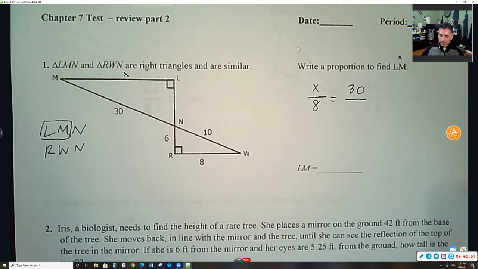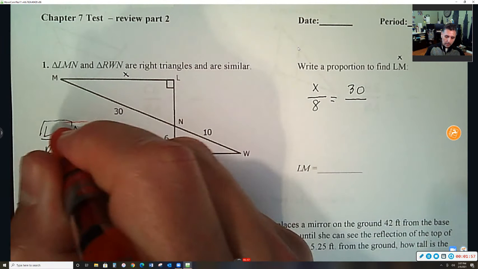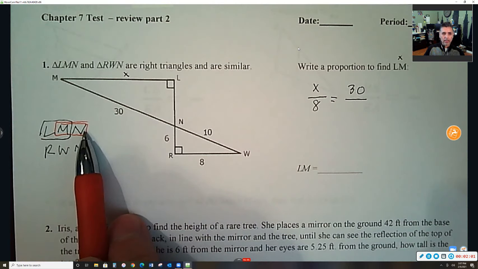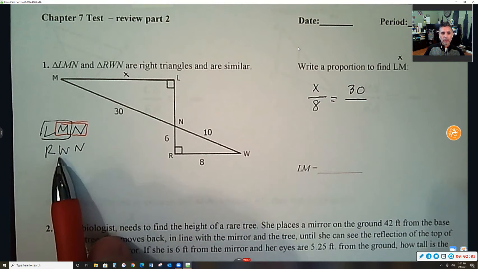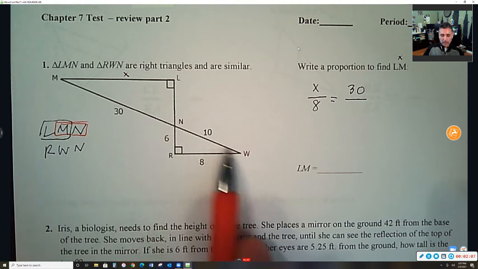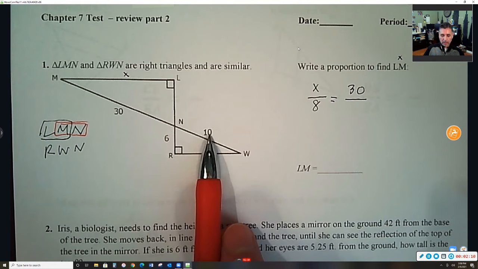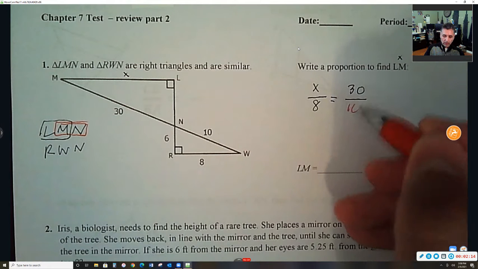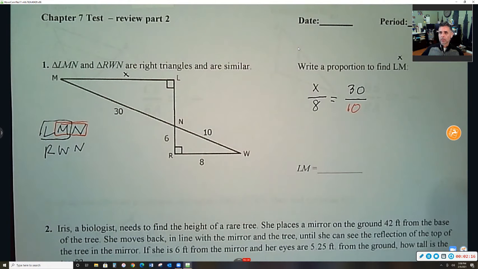And then 30 goes from M to N. Let me get a different color. M to N, those are these two letters, the second and the third letter. And underneath M and N is WN. And then WN is these two letters, which has the value of 10. So I better put 10 underneath 30 because, again, those are the corresponding sides.